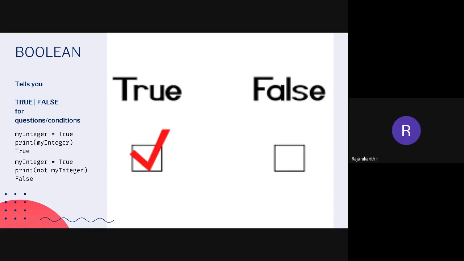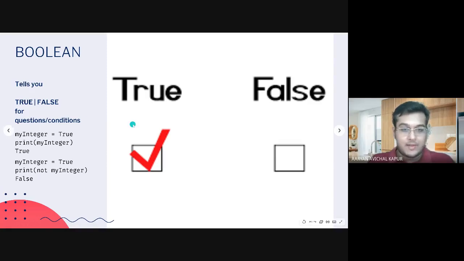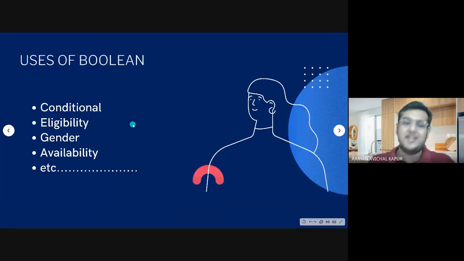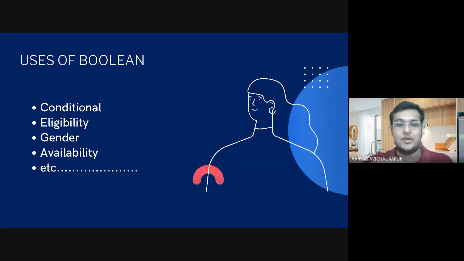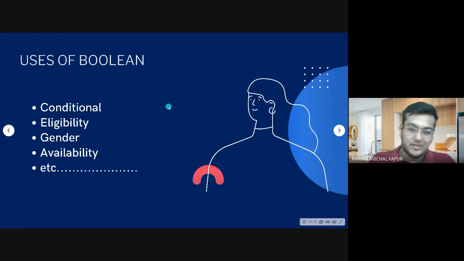Correct. Yes, wonderful. So the uses of Boolean is conditional. So I can give you a condition that if your age is above 18, I can allow you. That is a Boolean. Your eligibility means that if you are a girl, I can allow you. So goes for gender. True could be for female and false could be male, right? Availability could be do you have this, yes or no. So all of these are just uses of Boolean.